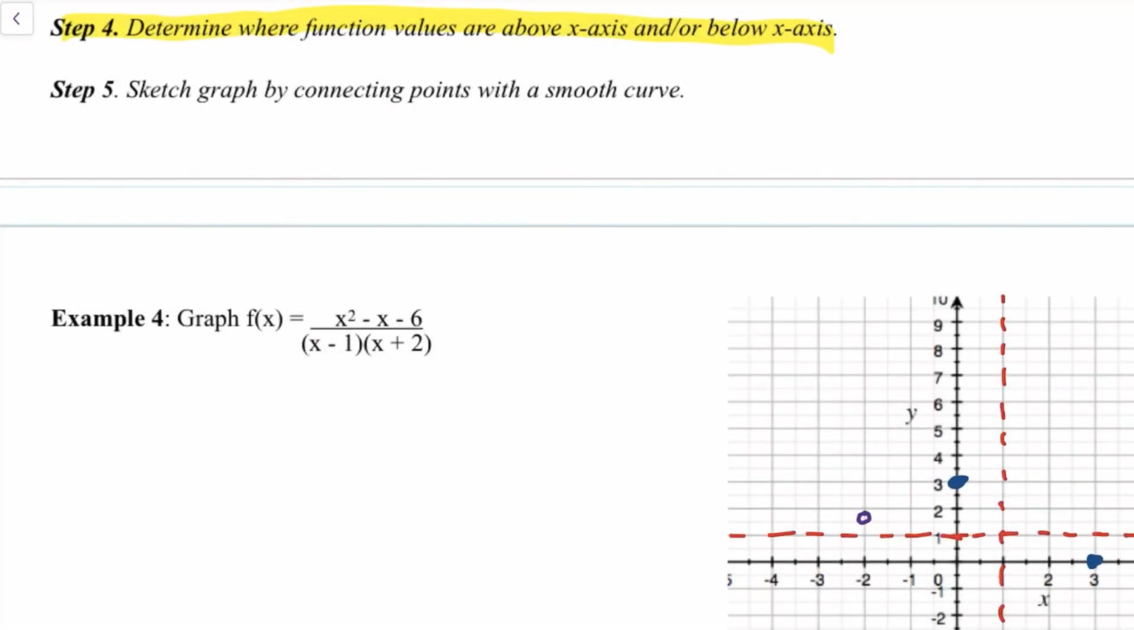All right, welcome to step 4, and this is really a combo step. So this is actually going to be steps 4 and 5. This is where we're going to determine some test regions and then some test points and figure out where the graph is either above the x-axis or below the x-axis. And then we're just going to connect the points with a smooth curve. So that's really what we're going to do in this part. This is where everything's going to come together.